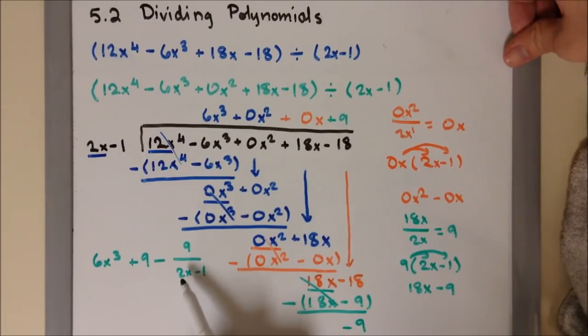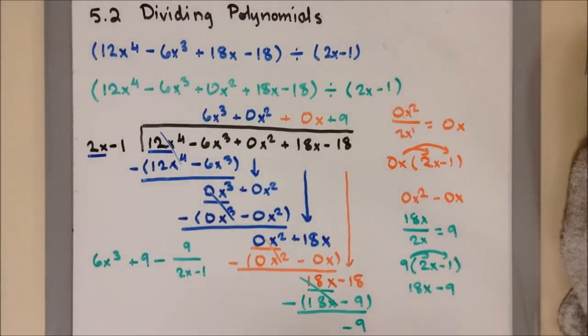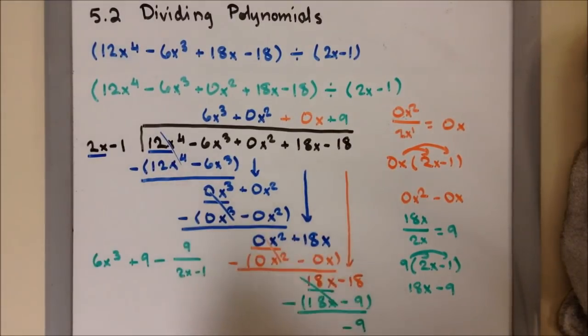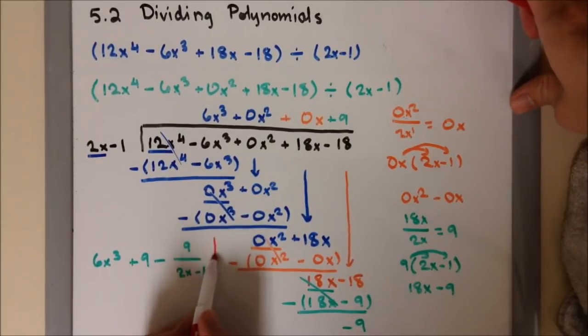So let me review. In my remainder, since it was negative 9, I basically moved the negative in front of the fraction, showing that I'm going to be subtracting. So again, when you have a remainder, you're going to have a fraction within your answer. So this is our final answer. So let me box that up.